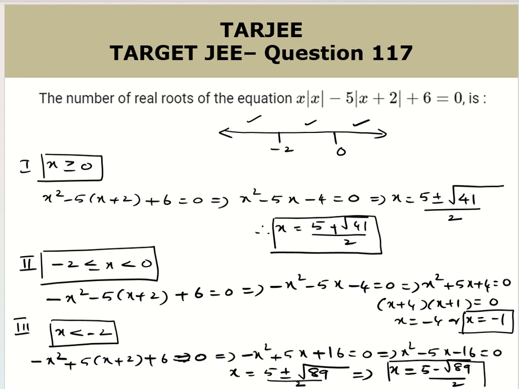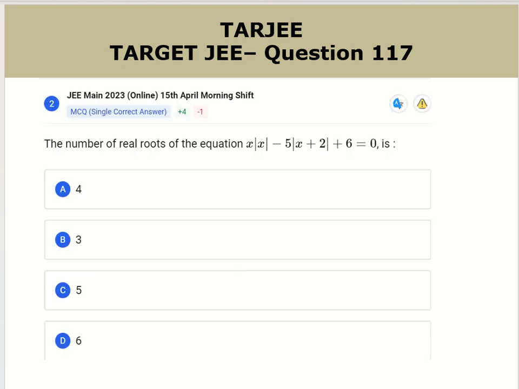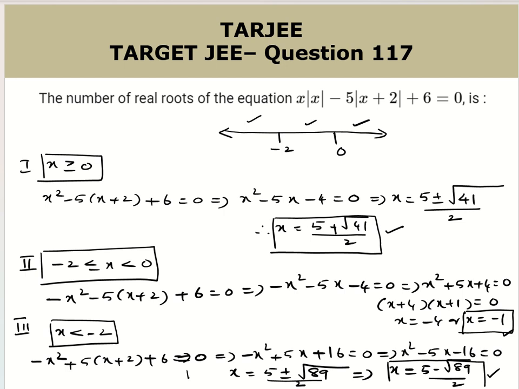Therefore, the total number of solutions for the given equation will be: one solution will be 5 plus root 41 by 2, one solution will be minus 1, one solution will be 5 minus root 89 divided by 2. So let's check the options. The options are 4, 3, 5, 6. We can see there are exactly 3 solutions. So the answer to this question is option B.